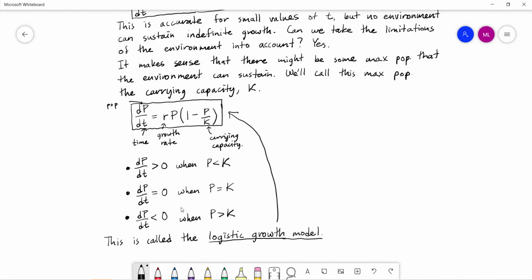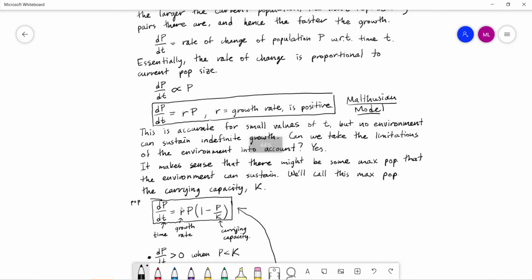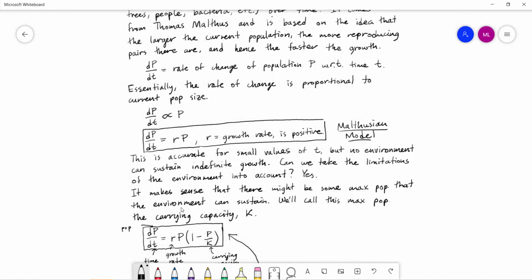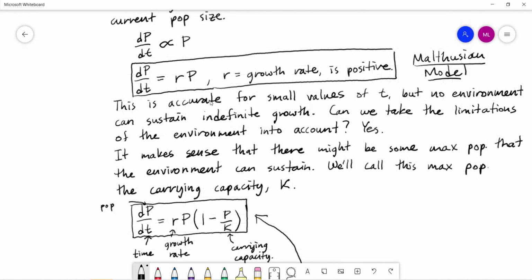We're going to look at one more model, but before we do, I just want to talk about some of the limitations of the two that we've already looked at. While this one's fresh in our mind, let's talk about this one. We already saw that we can create a model, and then when we think about the behavior of that model, it may not always work, right? We said this is accurate when the values of t are small, and essentially when the values of P are small, the small population early on. But eventually, this is just going to cause indefinite growth, and environments can't sustain that. So how can we modify our model to take that into account?